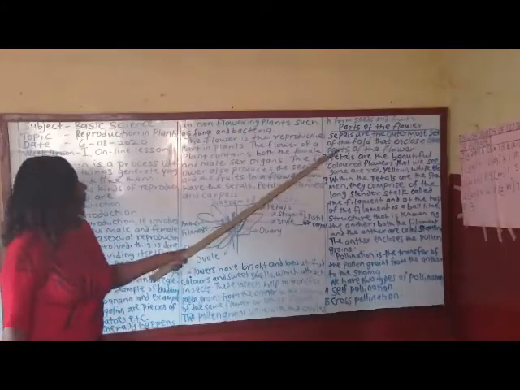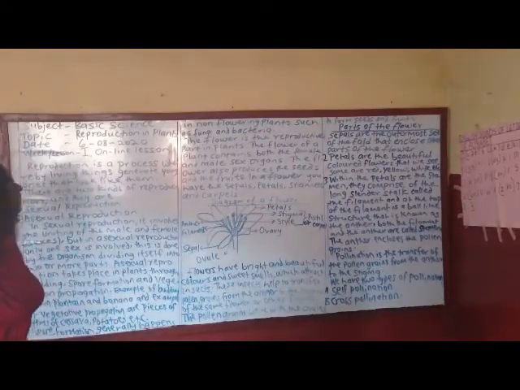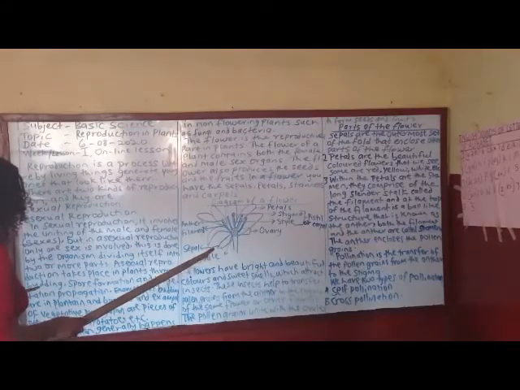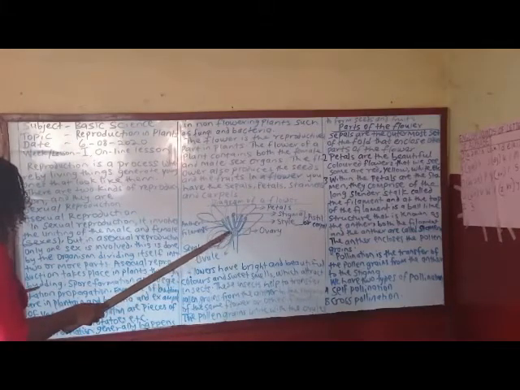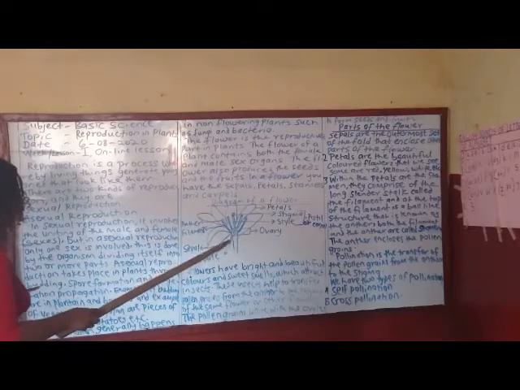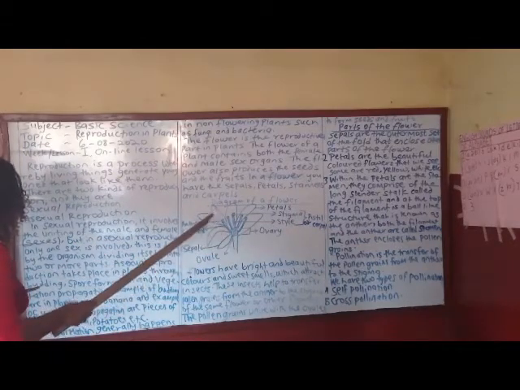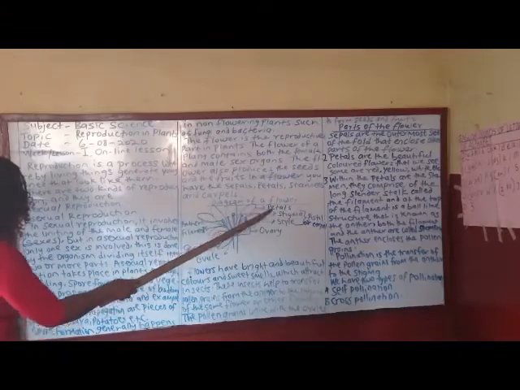Then we have the petals. They are the colored, beautiful parts of the flower. Look at them in this diagram. Look at the sepal, the outermost fold of the flower. When this outermost fold opens up, then the beautiful parts of the flower come out, which are called petals.